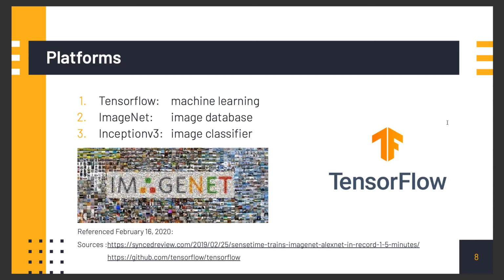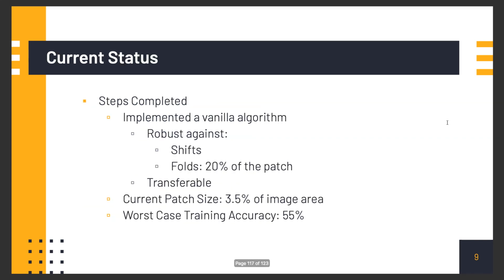So for our project, we use TensorFlow. As the dataset, we use ImageNet. And our image classifier is Inception version 3. So about what we have already completed, we implemented this classic algorithm. We showed that it is possible to get an adversarial patch robust against this kind of fold.